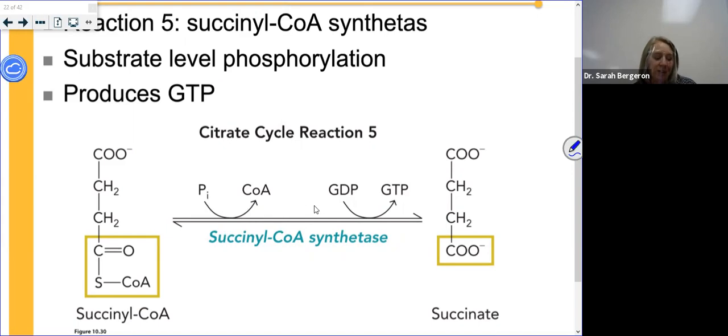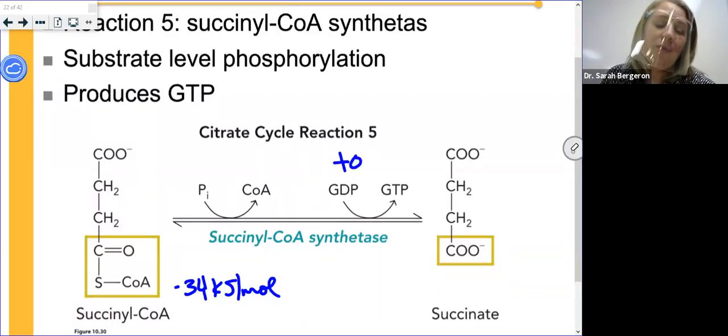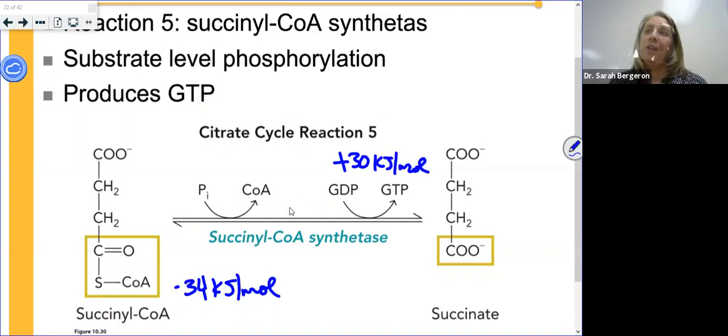So this is actually a multi-step sort of thing that's happening, right? The thioester bond that's right here has a pretty high negative delta G value, about negative 34 kilojoules per mole, something like that. But putting on an additional phosphate from GDP to GTP requires a pretty big input of energy, about 30. Right, so that's enough.